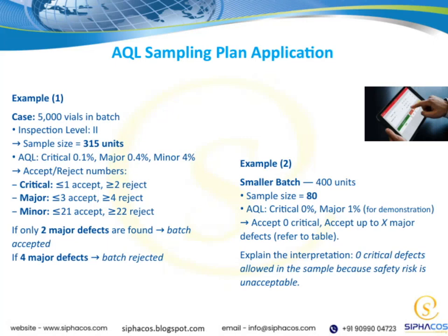Let's look at this smaller batch example with 400 units. In this case, our sample size is 80. The acceptance quality level, or AQL, is set at 0% for critical defects and 1% for major defects, just for demonstration purposes. This means that we would accept the batch if we find 0 critical defects and up to a certain number of major defects, which you can see in the table.